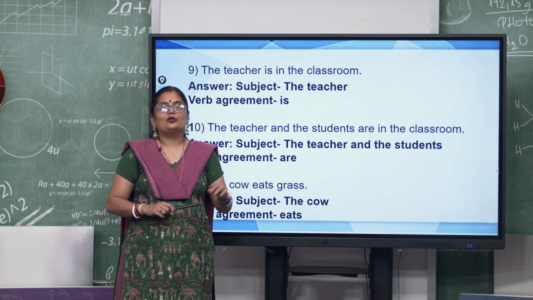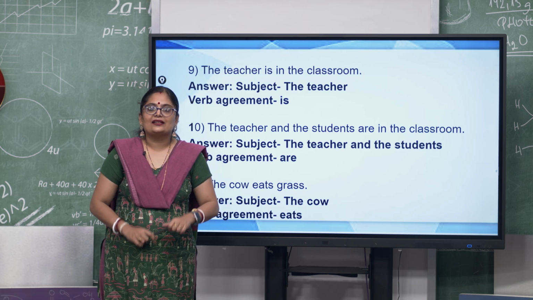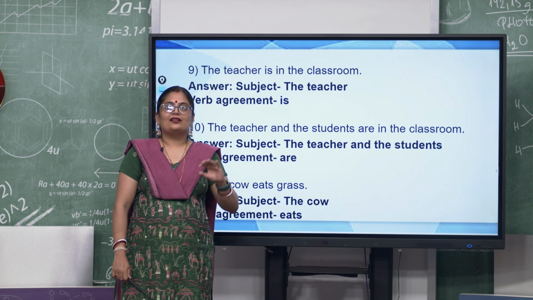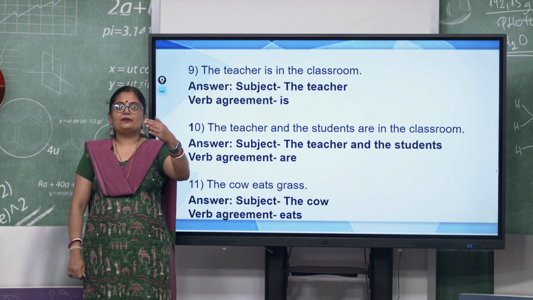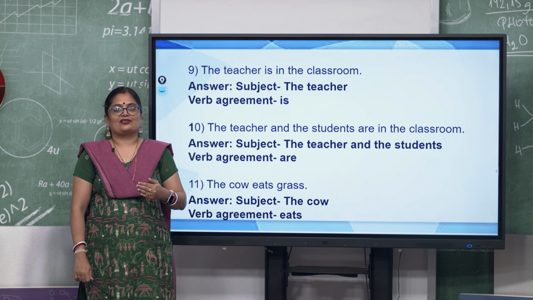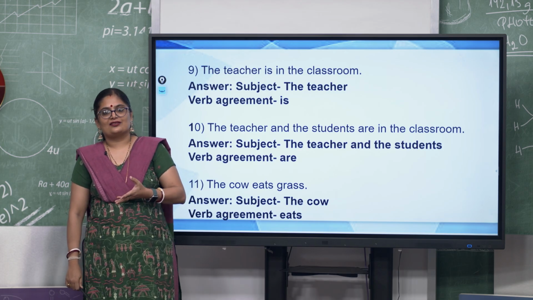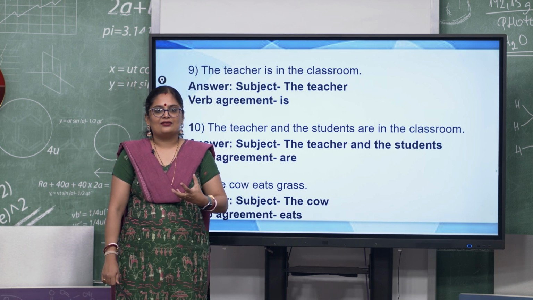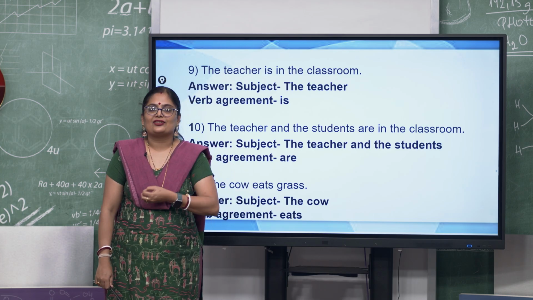Okay? Now, moving on to sentence number 11. The cow eats grass. Let us see what is the subject in this particular sentence. Obviously, the subject will be the cow. And what will be the verb agreement? Eats. See how it is indicating an action. Verb agreements are mostly indicative of actions. Yes. So, a verb is something that indicates an action.